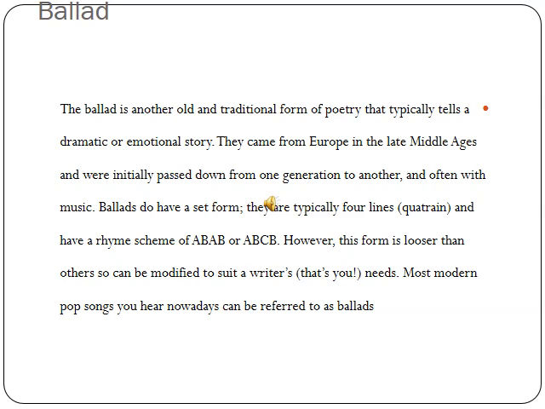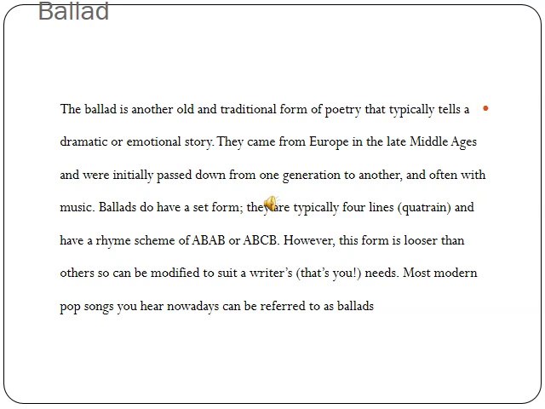Okay, let's start with ballad. Do you like pop music? If you like pop songs, I want to tell you something. I will tell you that the ballad refers to pop songs. It's a very old traditional form of poetry.